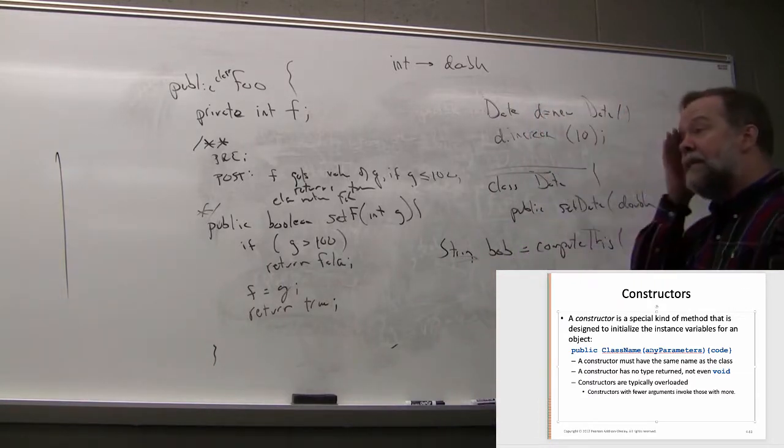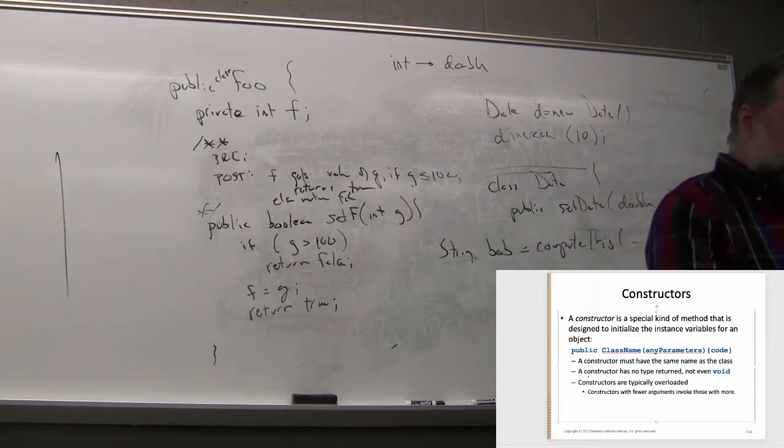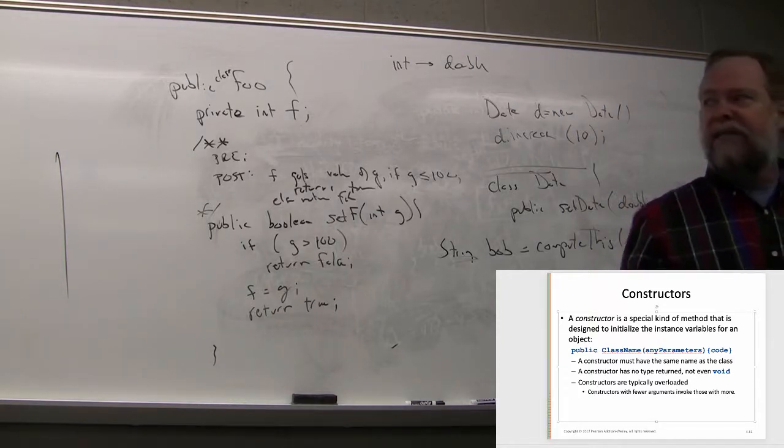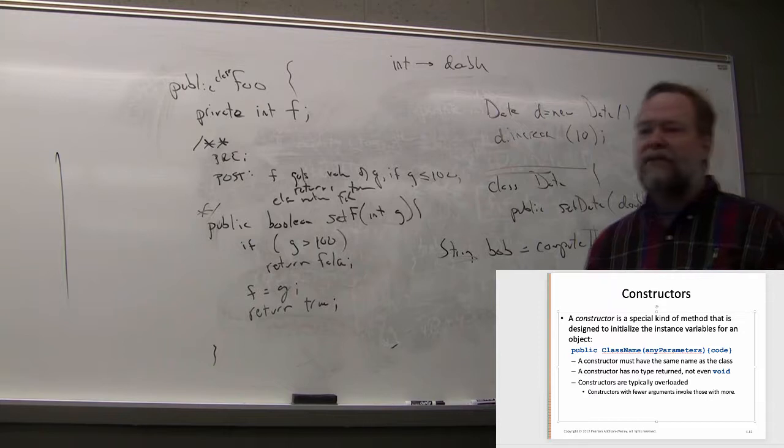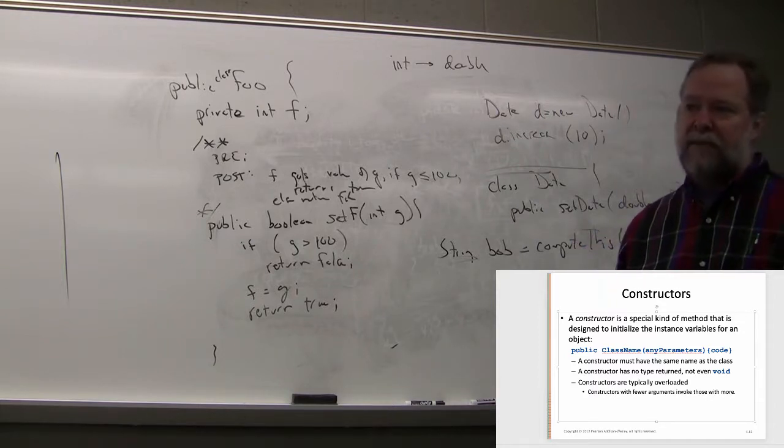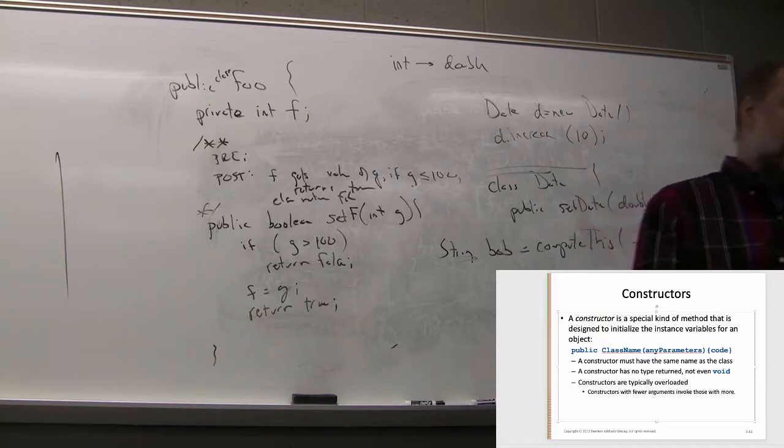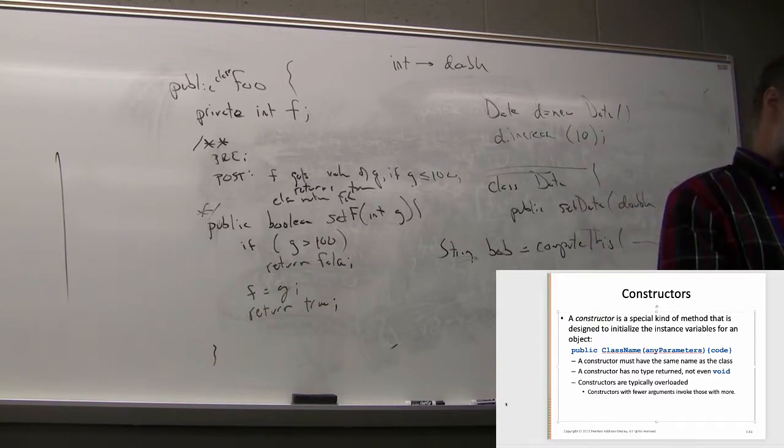And the last couple lines there on the slide say that constructors are typically overloaded. That is, typically we'll have more than one constructor for most of our classes. Usually at least one, sometimes two or three, but you're almost always going to have a constructor.